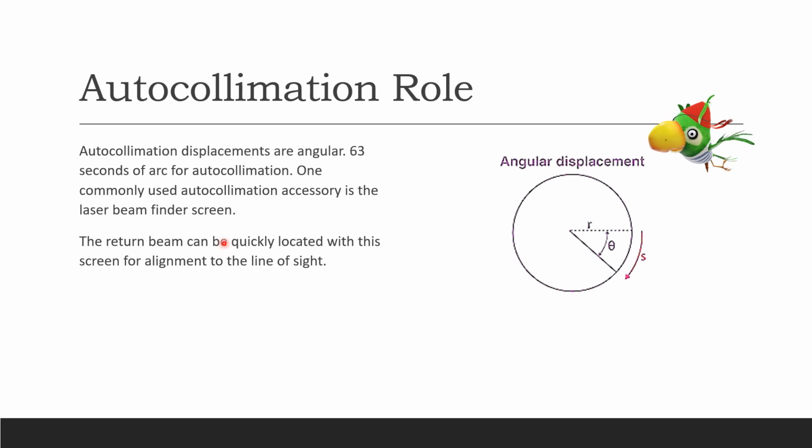They're just trying to enhance your screen, so we add the laser beam finder screen so you can locate the return beam as quickly as possible. Where does the return beam come from? It's from your line of sight, and you're doing the screen alignment with it.